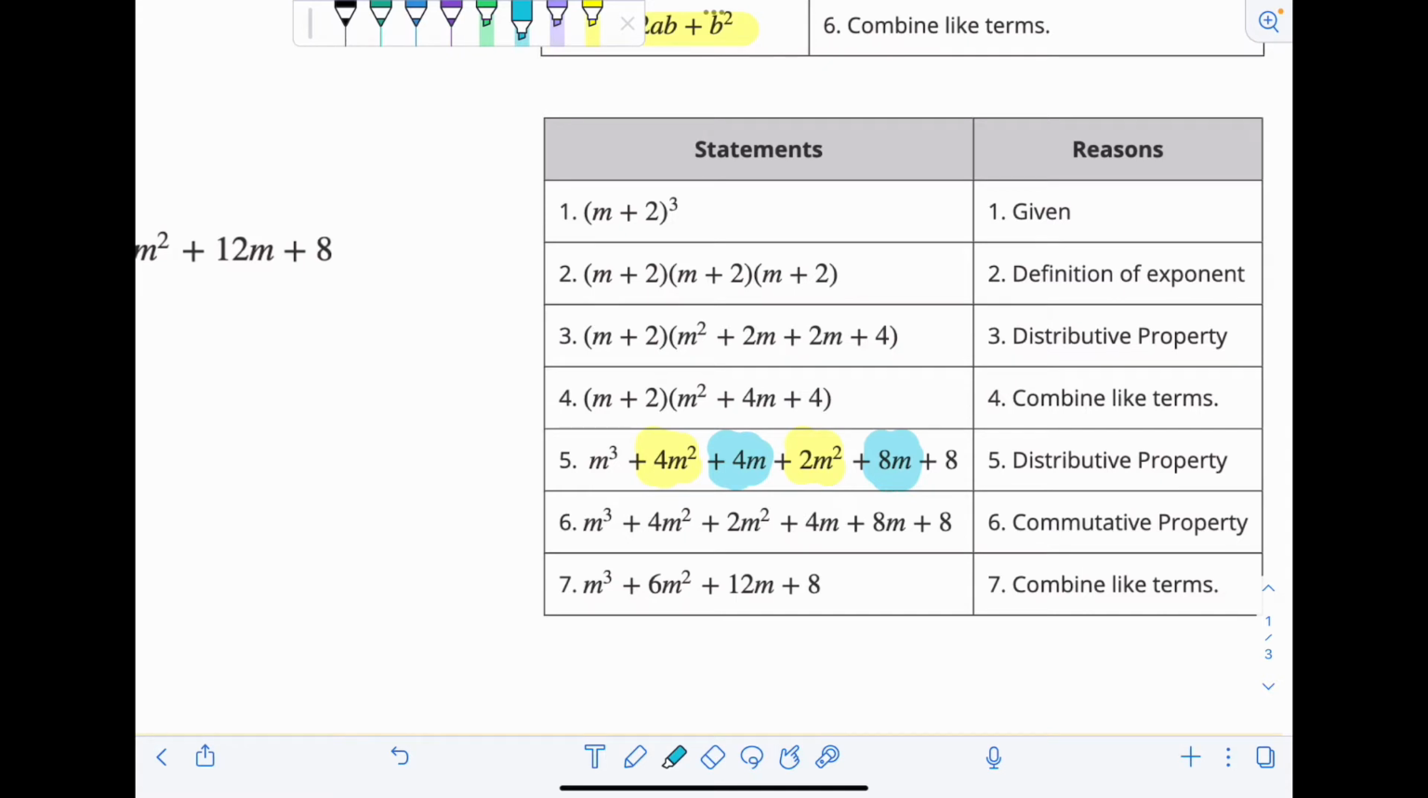Of course, that's not a mandatory thing. You can use different colors to group them together or underline them, whatever shortcut you like to use. So basically they take the m squareds and put them side by side, and then the m's, before actually combining them. After that, we bring down the m cubed, we combine the 4m squared and 2m squared into 6m squared, you just add the coefficients, and then 4m and 8m is 12m, and then bring down the plus 8 as well. So altogether, m to the third power plus 6m squared plus 12m plus 8.